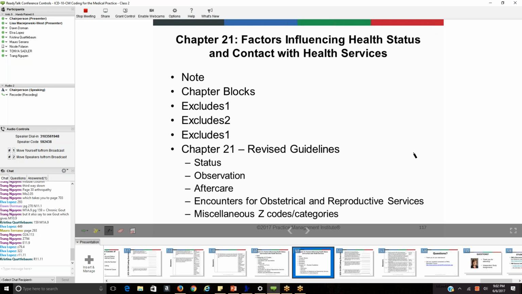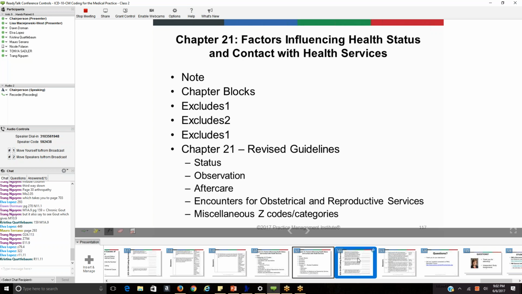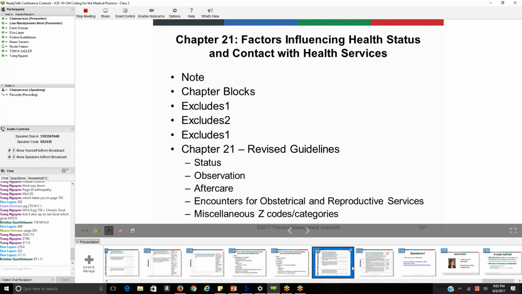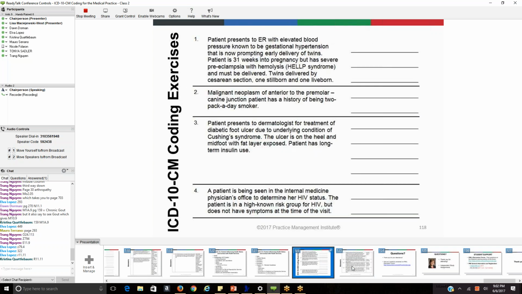And of course, you do have the exercises from chapter 21, and this would give you some of the Z codes that would be used.